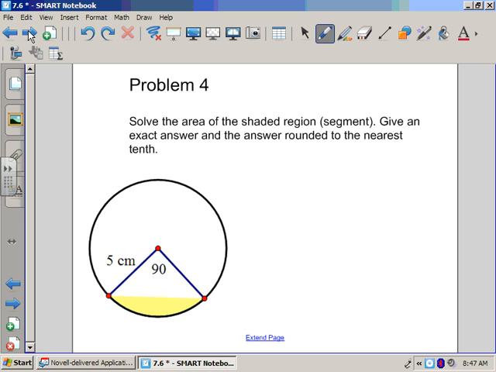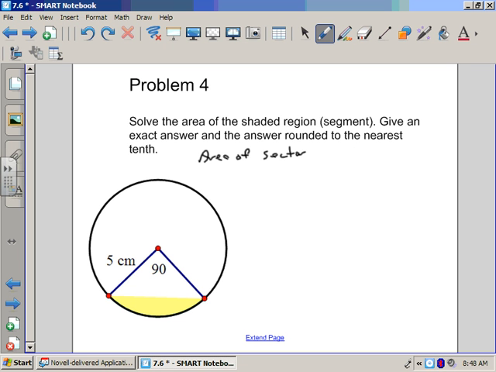And finally, problem 4, solve the area of the shaded region. Give an exact answer, and then let's give the answer rounded to the nearest tenth. So let's begin with the exact answer first. I'm going to find the area of the shaded region. Let's find the area of the sector.